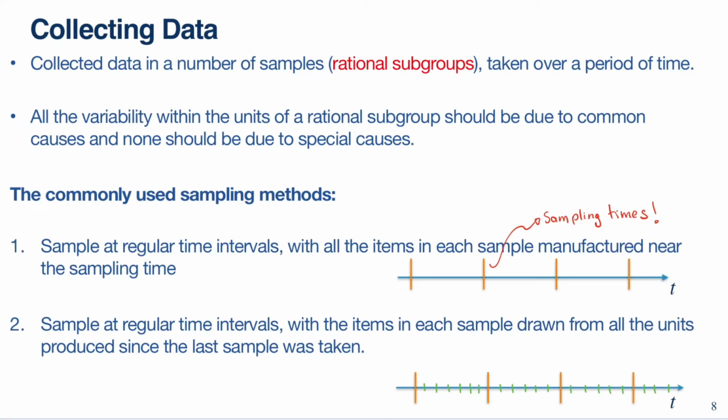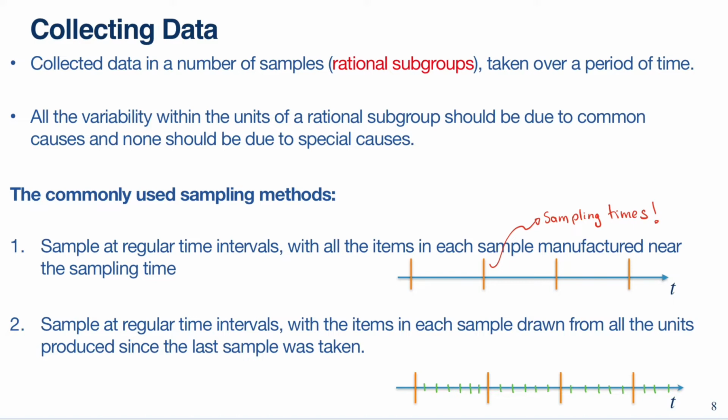To collect the data, we take a number of samples over a period of time. These samples are called rational subgroups. All the variability between the units of a rational subgroup should be due to common causes and none should be due to special causes. There are two common sampling methods. First of all, you have your production time and you divide it into a number of sampling times, and for each sampling time you are going to take some units and evaluate the quality.